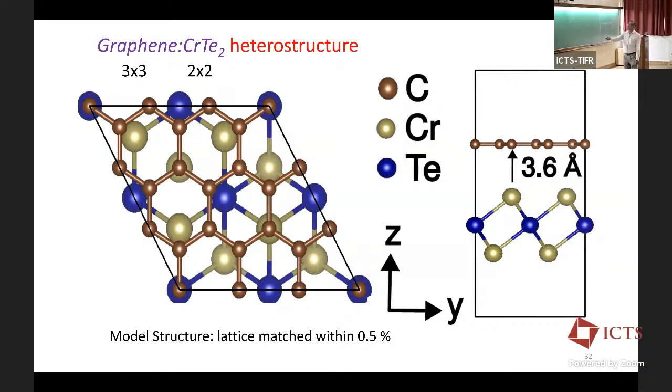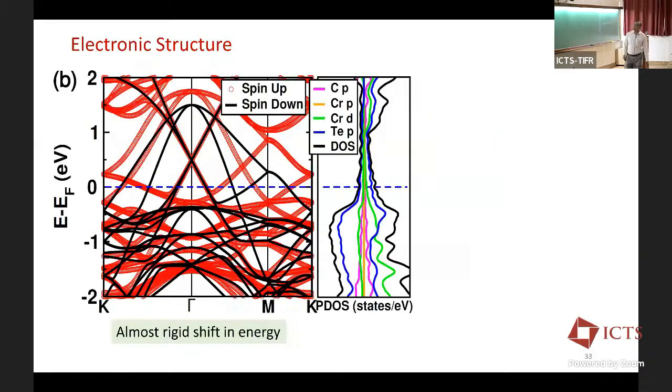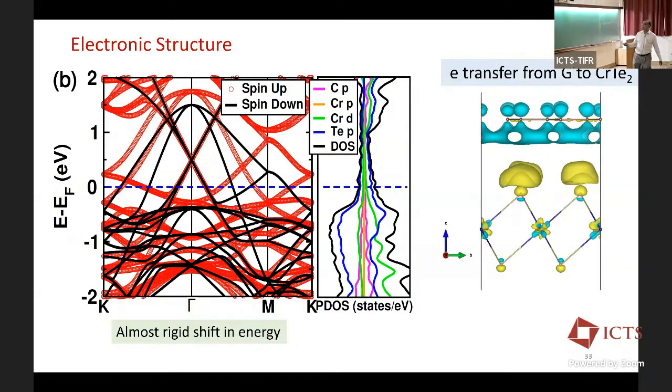So this heterostructure is shown here. Now, why is it so interesting? If you look at the electronic structure, the electronic bands of graphene and chromium telluride, which is ferromagnetic by the way, are shifted in energy with respect to each other. What it means is there should be electron transfer from graphene to chromium telluride. And that's what we see by looking at the difference in electronic density. This is depletion and accumulation of charges between chromium telluride and graphene.